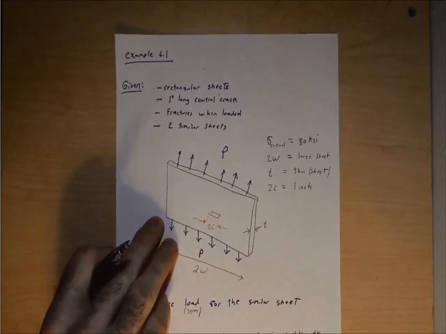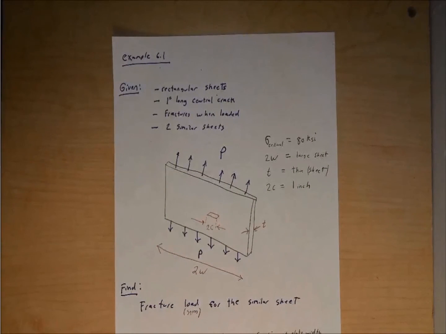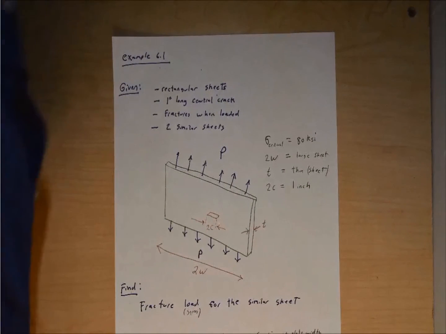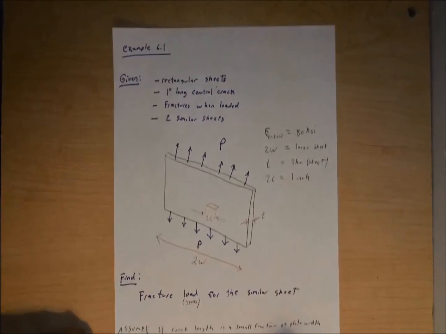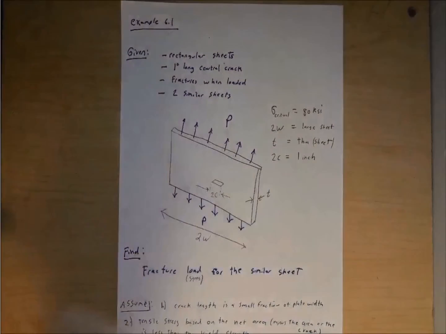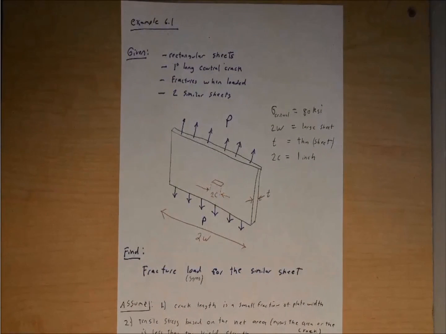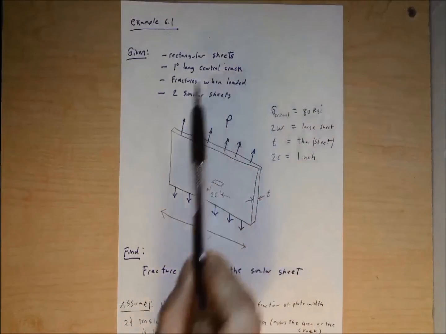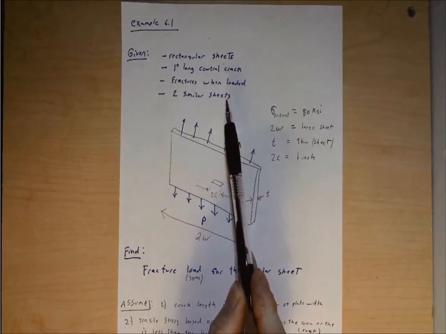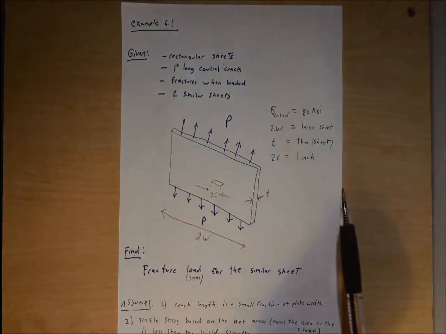Remove this guy here, and now we'll go through this example problem and write down all of our givens, what they're looking for us to solve for, and redraw our diagram out in a little bit more detail. So for this guy here, a couple things are given within the problem statement. We know it's a large rectangular sheet. It's 1 inch long and contains a central crack. It fractures when loaded to a known load, and there's going to be two similar sheets that we're looking at here.